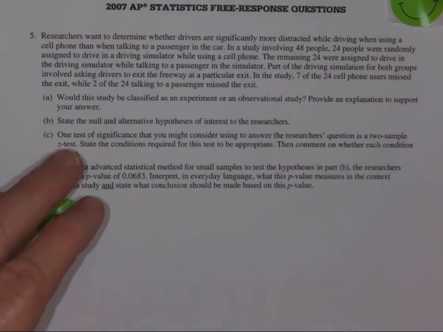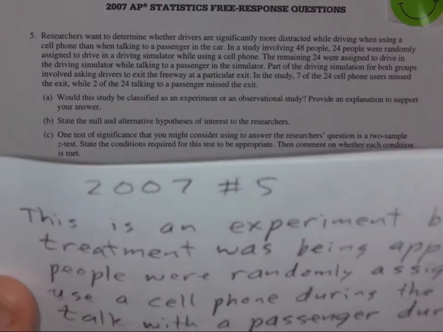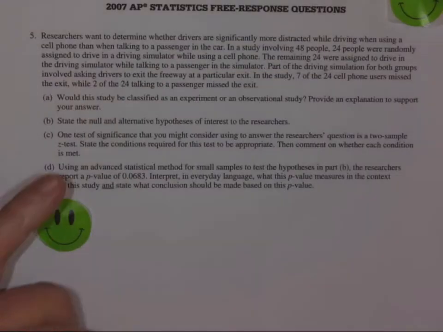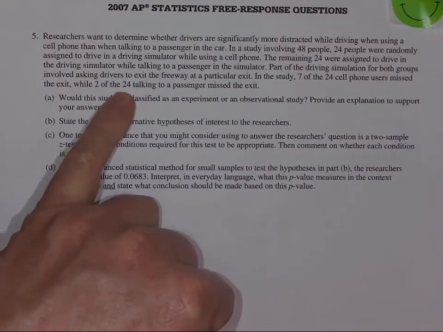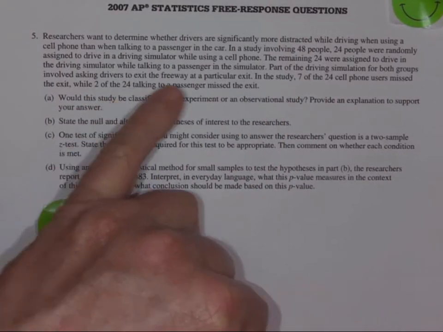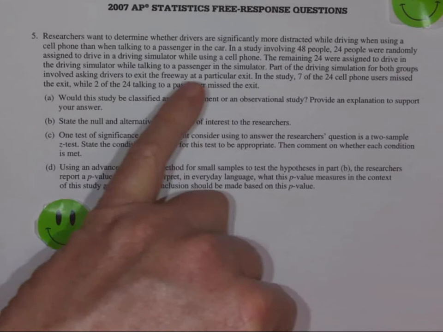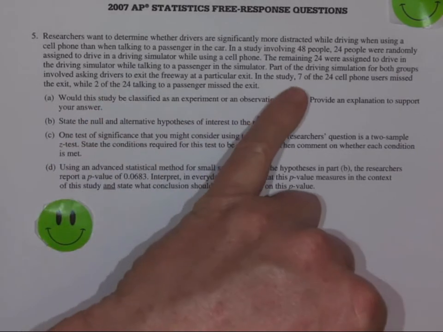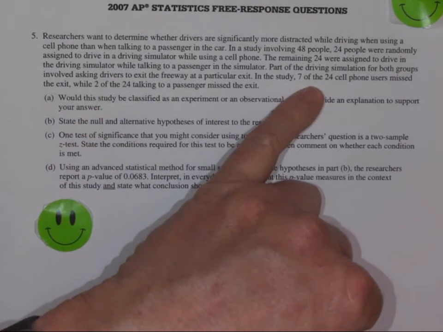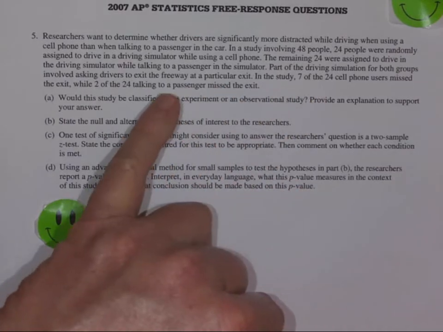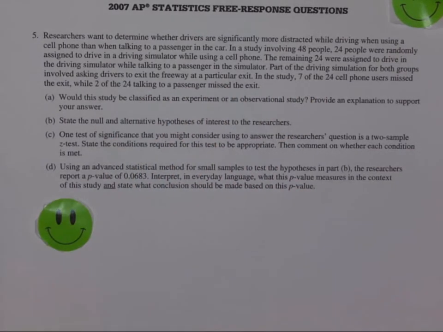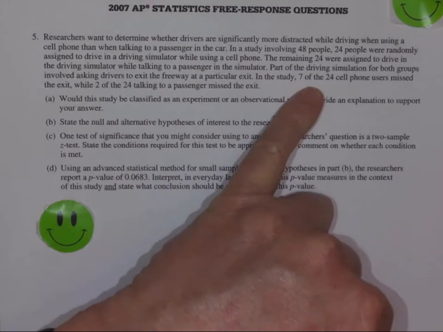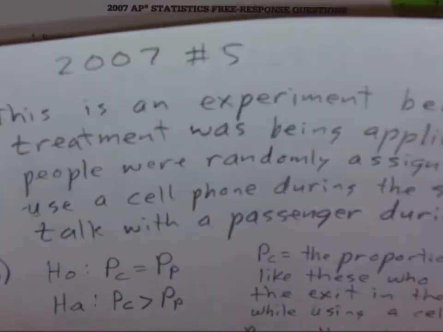All right, and then state the null and alternative hypotheses for our test. And in this case, we're given proportions. We're given 7 out of 24 and then 2 out of 24. So the big question here is, are those two statistically significantly different? In other words, we had 7 of the 24 that were distracted with a cell phone, only 2 of 24 that were distracted when they were talking to somebody. So is that significantly more than that? And that's the question, and it is a proportion.